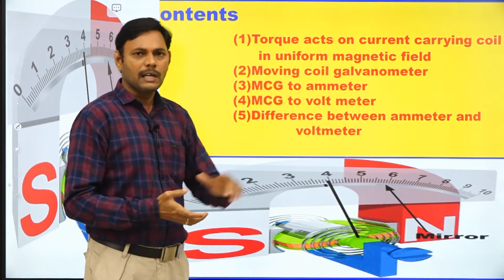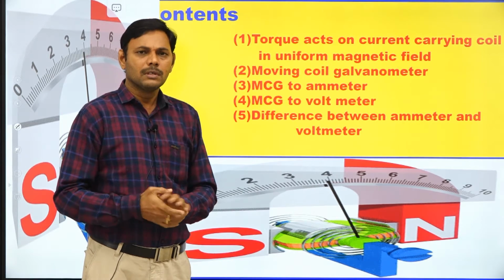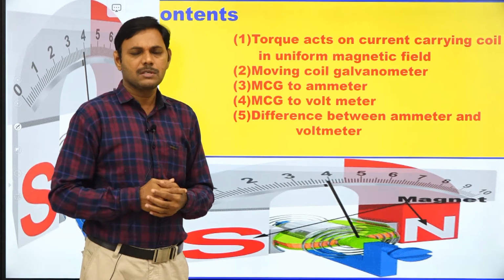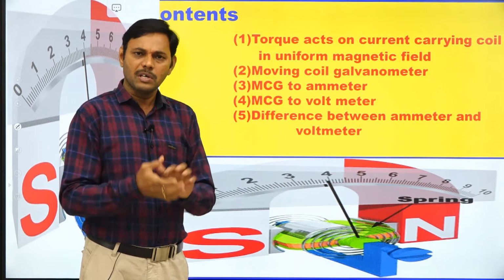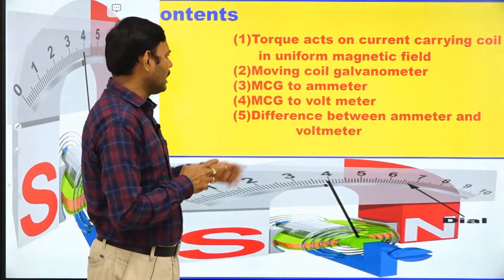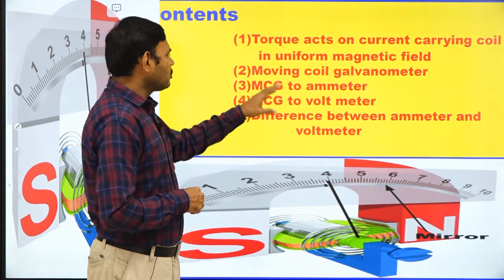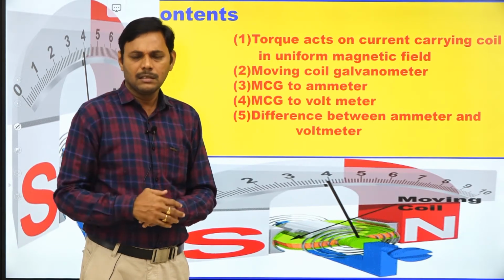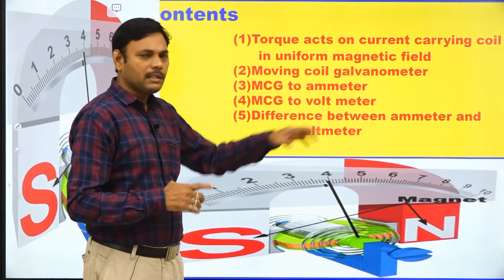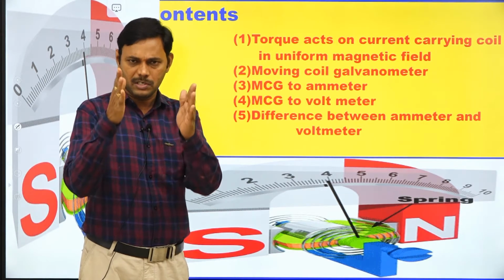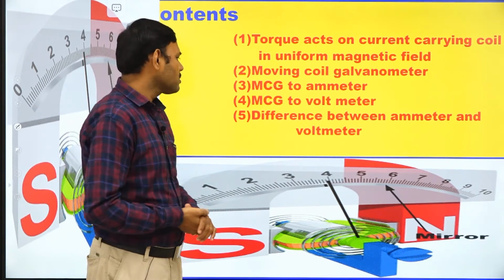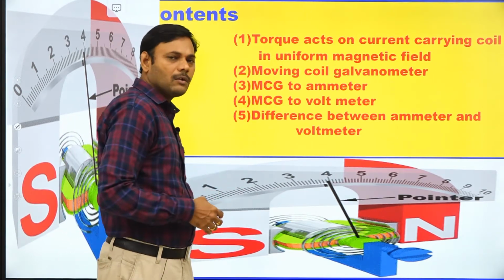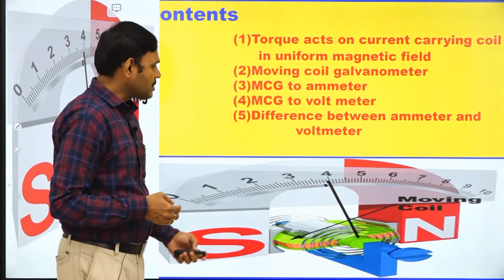Next is the moving coil galvanometer. To calculate the current passing through circuits as well as the voltage difference across the elements of the circuit, we use the moving coil galvanometer. Next, how to convert a moving coil galvanometer to an ammeter, which is used to find the current, and to a voltmeter, which is used to find the potential difference across an element of a circuit, and the difference between an ammeter and a voltmeter. So these are the contents that we are going to discuss in this session.